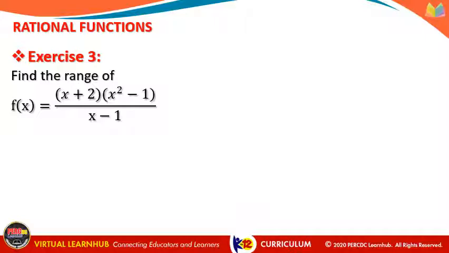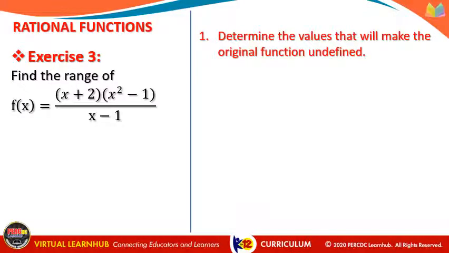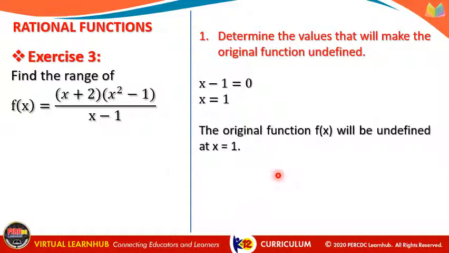Again, step 1, ano yung mga values ng x na magpapa-undefine sa function natin? Kailan ba magiging 0 ang x minus 1? So, let's equate x minus 1 to 0. Solving for x, you'll get positive 1. The original function will be undefined at x equals 1. Ibig sabihin nito, iiwasan natin ang x equals 1.